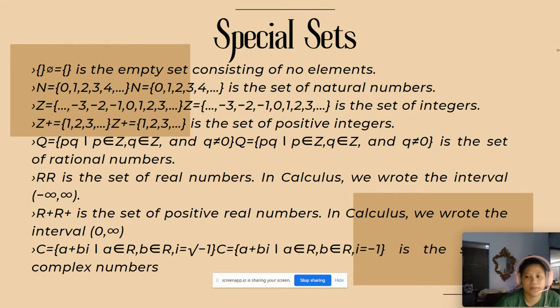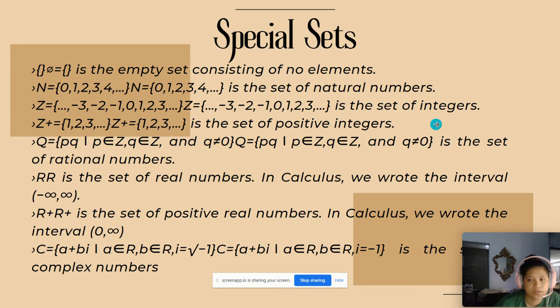Now, for these special sets. This is the empty set, consisting of no elements, which means there is no number inside. This is the set of natural numbers, which is 0, 1, 2, 3, 4. This one is the set of integers, which is negative 3, negative 2, negative 1, 0, 1, 2, 3. The next one is the set of positive integers, which is 1, 2, 3.